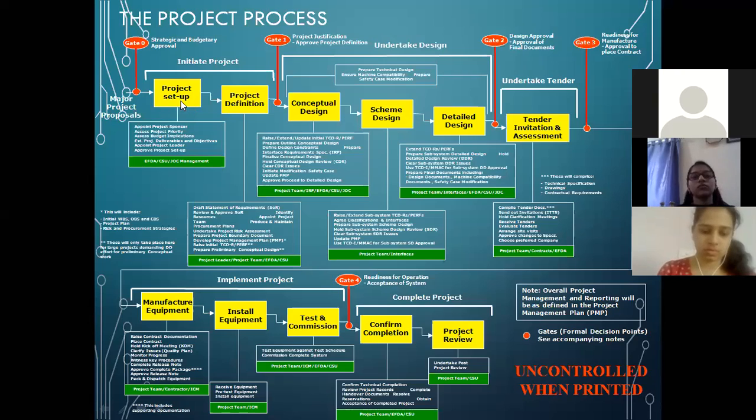The project setup will be done only before the execution of the project, not after the starting of your project. You will be setting all the requirements of your project, or else project proposals will be done before starting your project. So the next step is project definition.